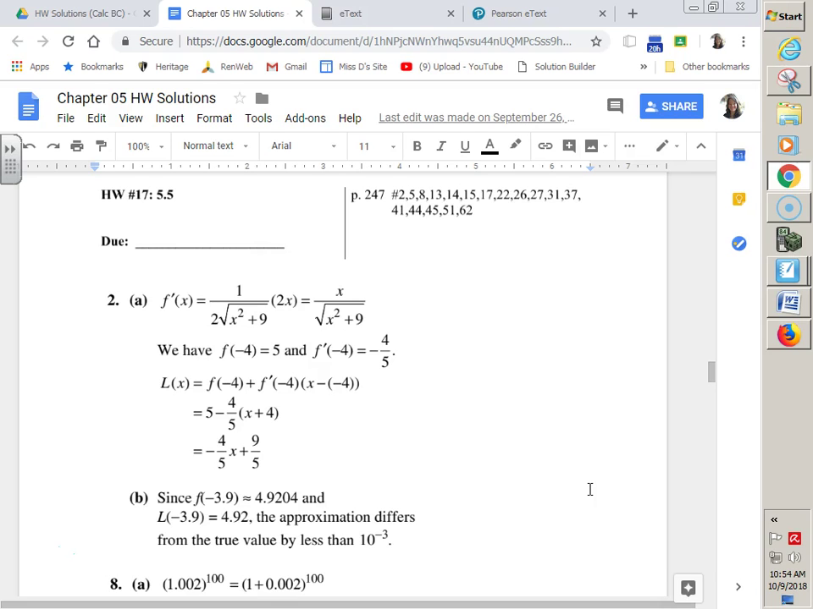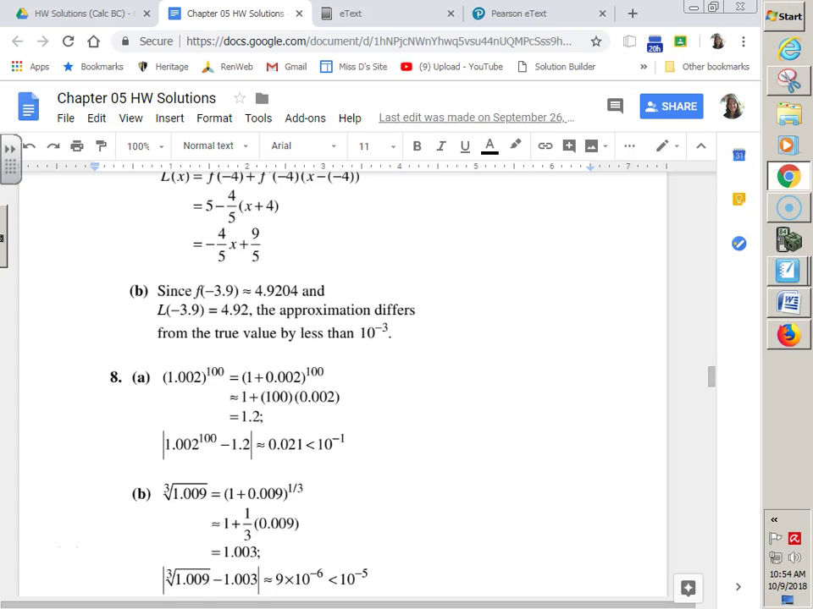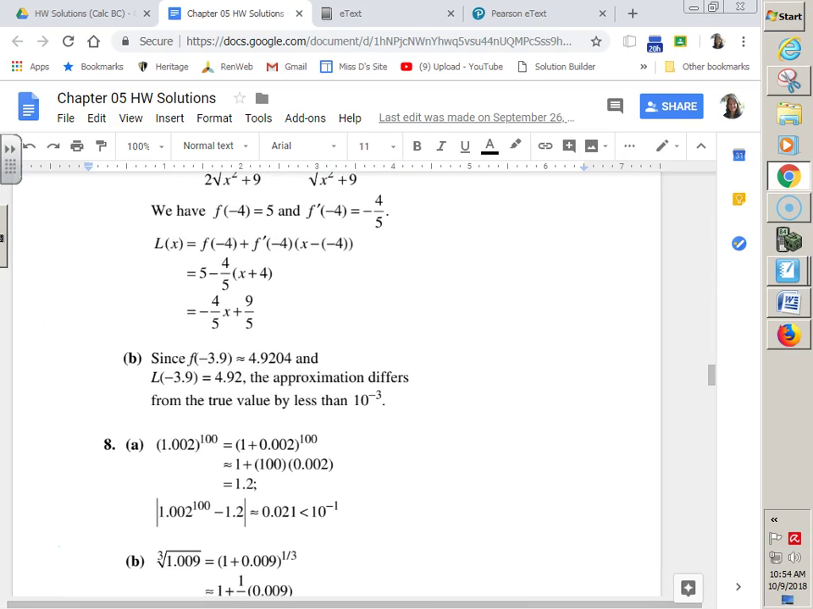A was just getting the tangent line, right? They just simplified. They just moved it to the other side. You could have done y minus 5 equals negative 4/5 x plus 4. They just added the 5 on the other side. Remember, get the tangent line alone. Then they plugged in negative 3.9 to the function, plugged in negative 3.9 to the line, and compared the two. Not too bad.